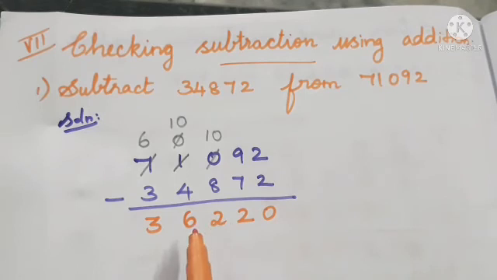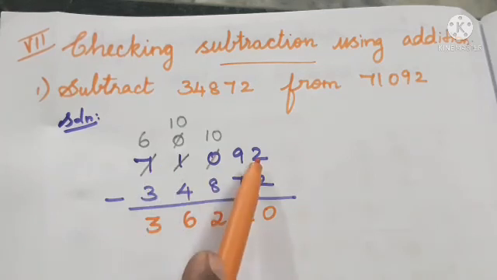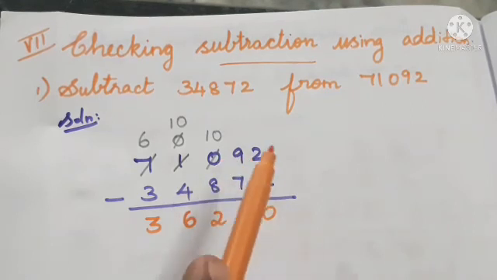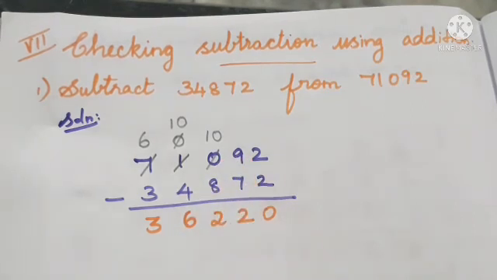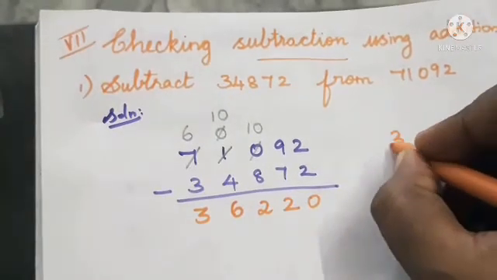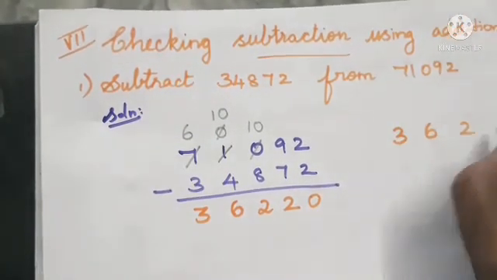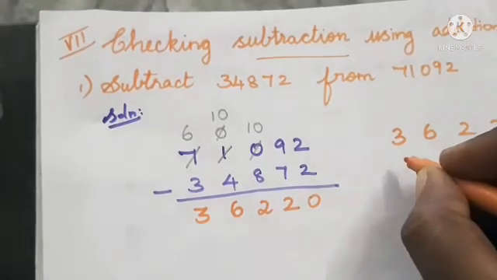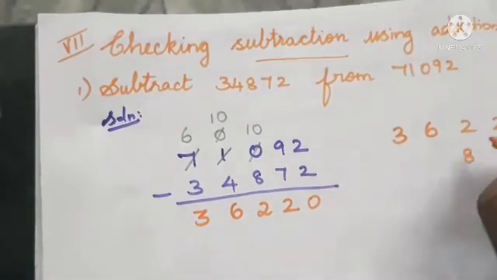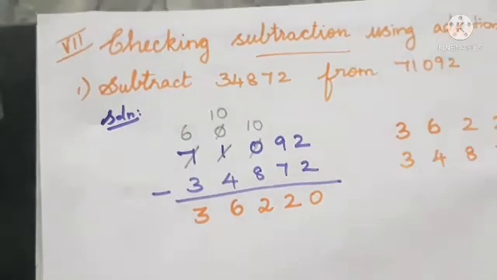We know this, isn't it? So for checking, we have to add the difference with the subtrahend. If we get the minuend as the answer in the addition, then our subtraction is correct. So we can do it. Here we write the difference first, that is 36220. Then the subtrahend, that is 27843.